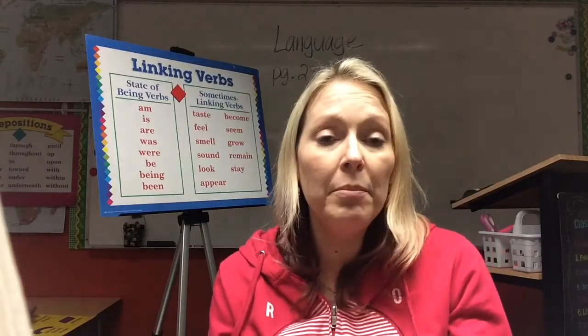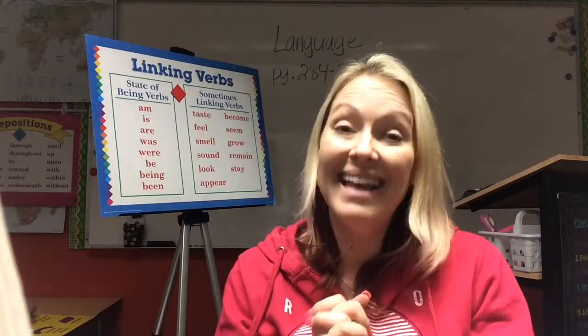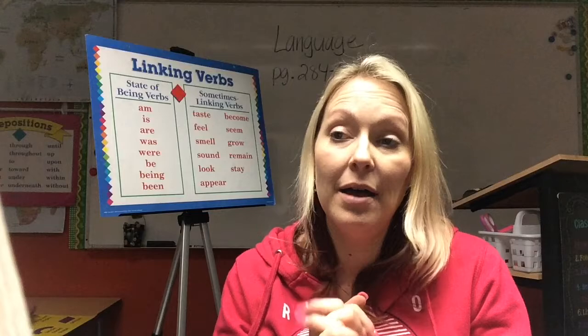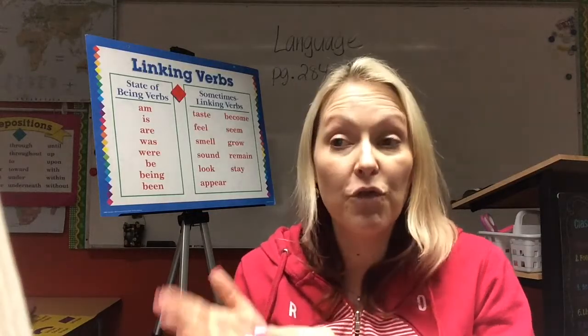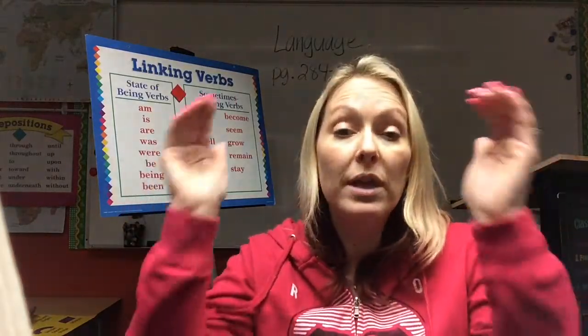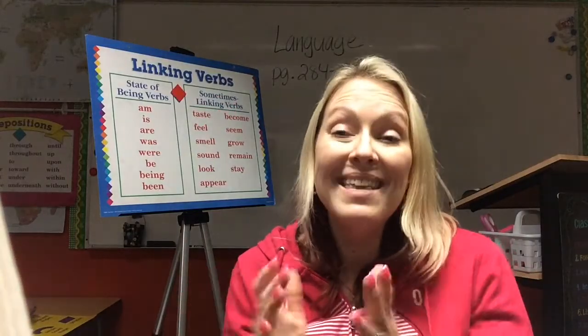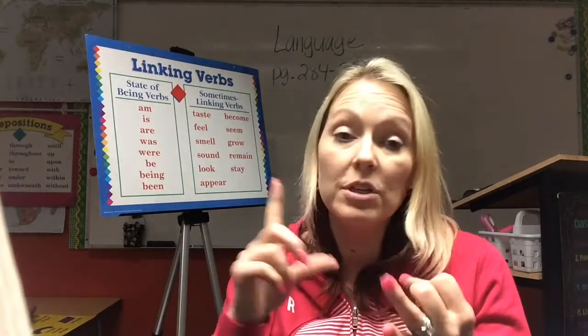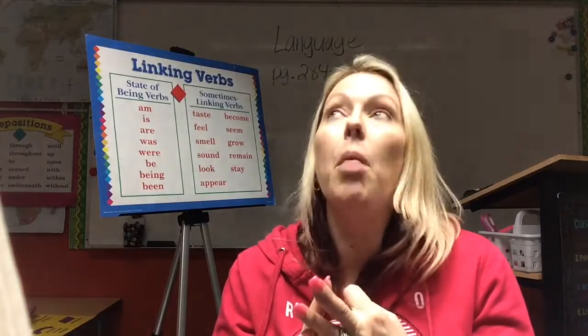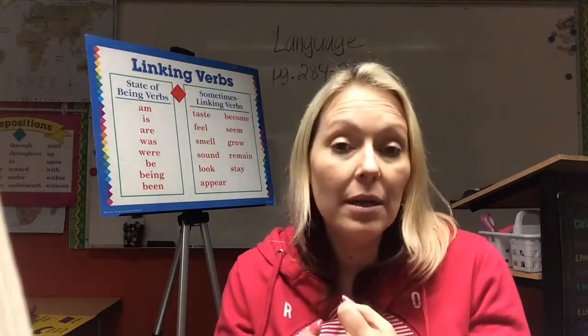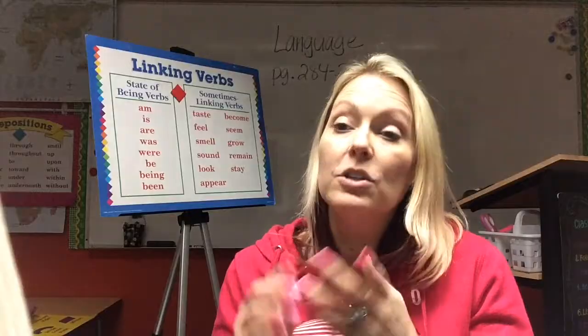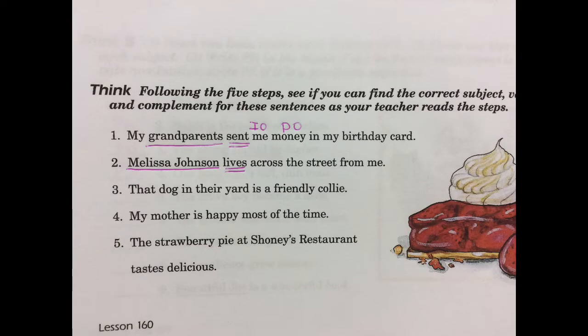And then what about from me? Oh, from me, that's also a prepositional phrase. You're right, because from is a prepositional word. So we could put the little parentheses around from me as well. So in this sentence, we have no direct object, indirect object, or predicate nominative or predicate adjective. So we just double underline lives and single underline Melissa Johnson.